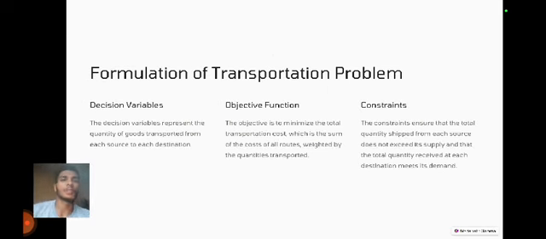Formulation of transportation problem. Decision variables: the decision variables represent the quantity of goods transported from each source to each destination. Objective function: the objective is to minimize the total transportation cost, which is the sum of the cost of all goods weighted by the quantities transported. Constraints: the constraints ensure that the total quantity shipped from each source does not exceed its supply and that the total quantity received at each destination meets its demand.